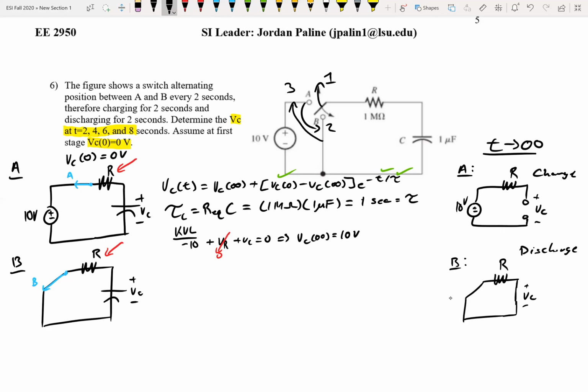So let's look at the bottom equation. This was for A, if we let it run forever. And then if we look at B, once again, this is as time goes to infinity. Look at B.